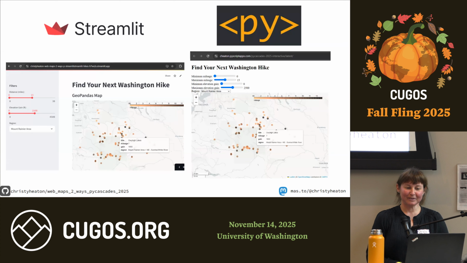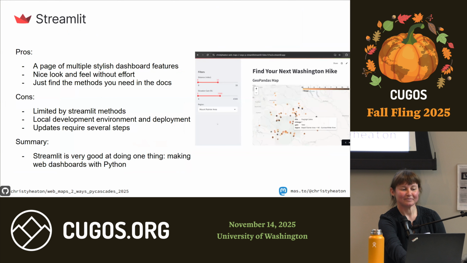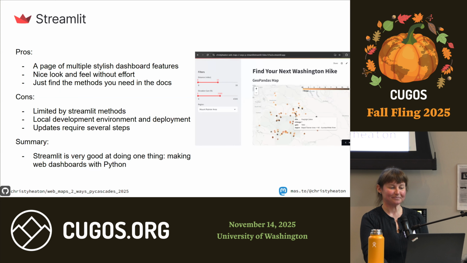Okay, so we've made two separate apps with Streamlit and PyScript. Here they are again. Let's look at the pros and cons of each. So Streamlit, some of the main pros are you can make a really nice, stylish looking dashboard with very little code. So it has that nice look and feel. We had that filters panel that was so nice, like nice gray, and the colors were there. I didn't have to think about any of that. There's lots of documentation on Streamlit online, so you just install it, find the method you want, add your stuff, and it looks good by default.